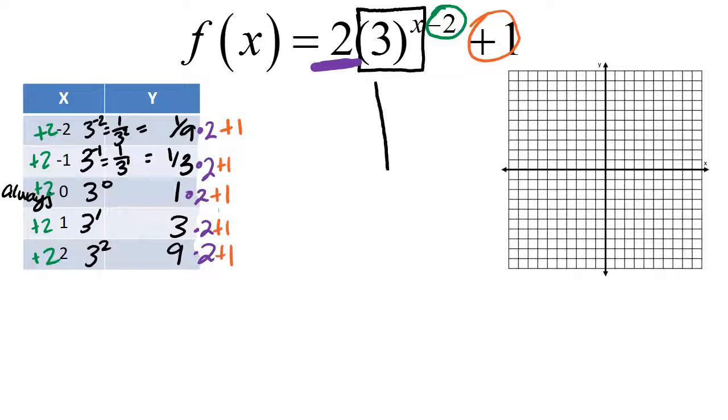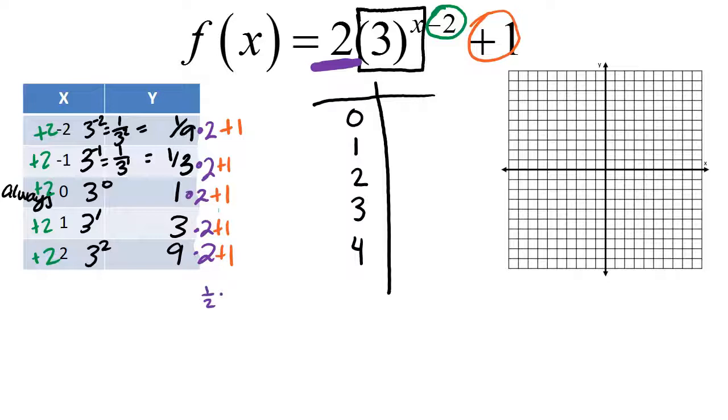So let's create our new and final table. The left side should always be easier. So -2 plus 2, -1 plus 2, 0 plus 2, 1 plus 2, 2 plus 2. Nice, easy pattern, and you should always see that. On the right here, I have 1/9 times 2. If you need to do a little bit of work, then do that.